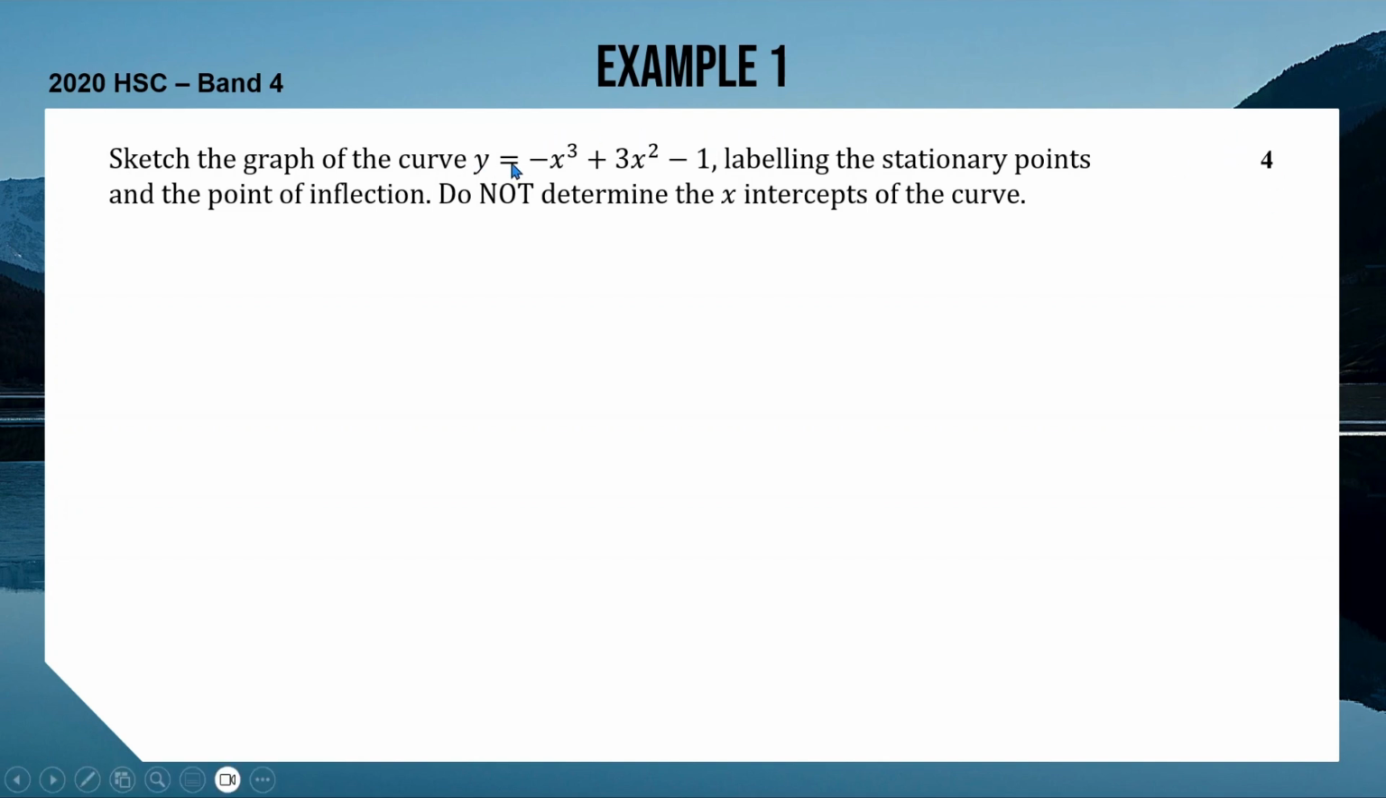We have the curve y equals negative x cubed plus 3x squared minus 1, and we want to label the stationary points and the point of inflection. We do not need to find the x-intercepts, which is good because solving this equal to 0 would be a massive headache.